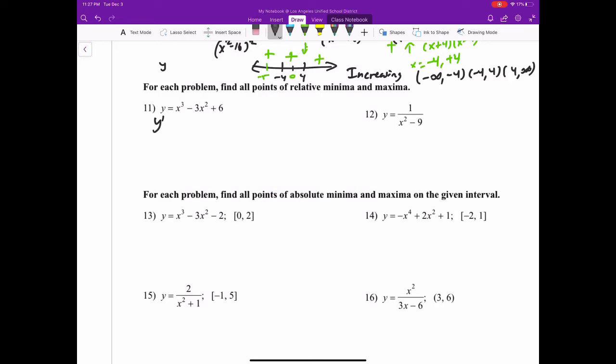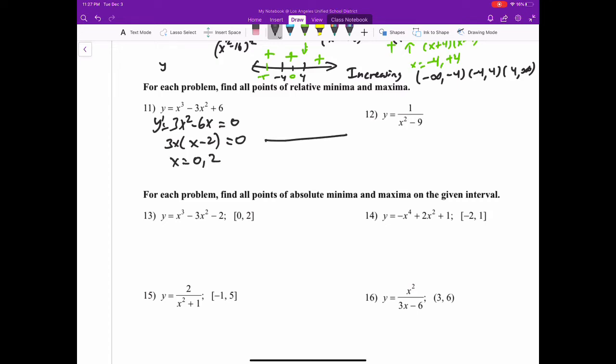So y prime is equal to 3x squared minus 6x. We set that equal to 0. But you know what? I'm going to take out a 3x to make factoring a little easier. I'm going to factor out 3x actually. We're left with an x minus 2. If you want to double check it, 3x times x is 3x squared, and 3x times negative 2 is a negative 6x. And let's go ahead. So x has to be 0 and 2.